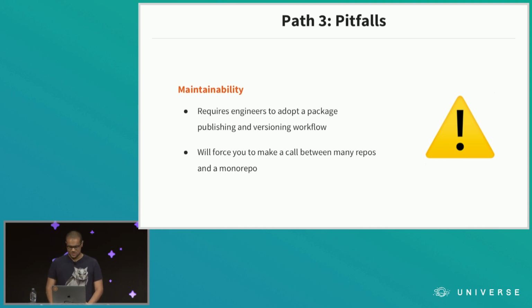This will force you to make some kind of call between having many repos and a mono repo. So I mentioned earlier, you can publish the code you intend to share to a package registry, but where will that code live? Will it live in your main web app repo? Will you split each module out into its own repo? And then if you do, how are you going to pull that into your web app? So these are decisions you will end up having to make one way or another. So it's something to consider.